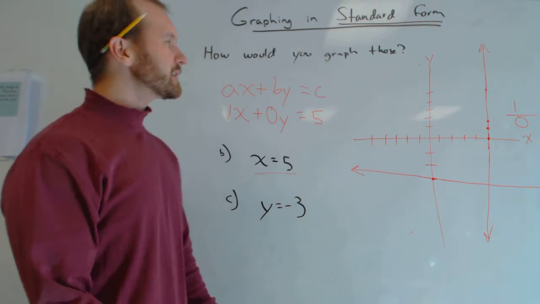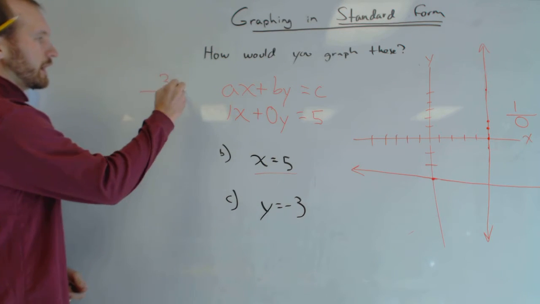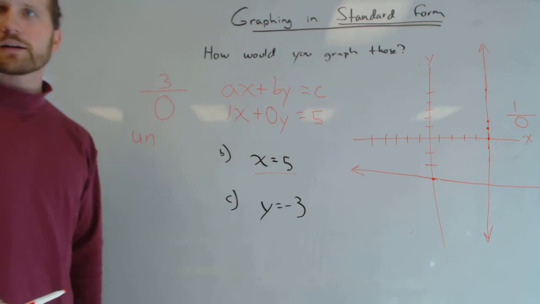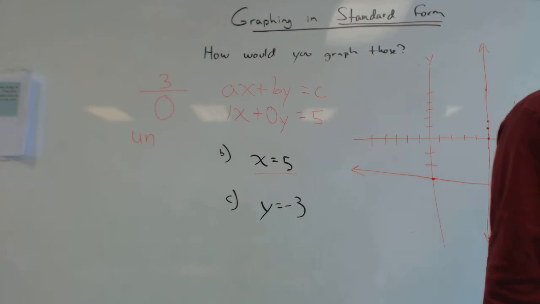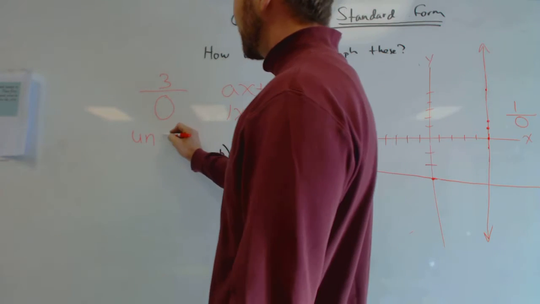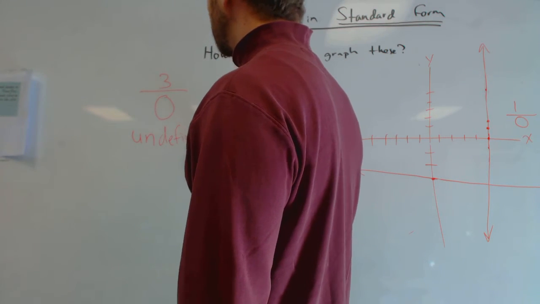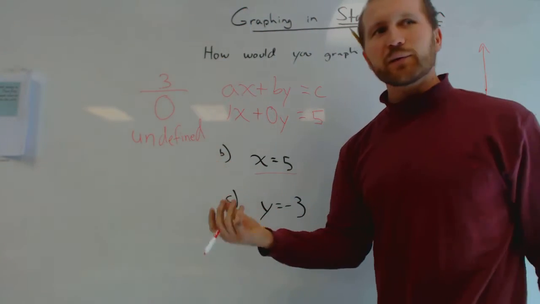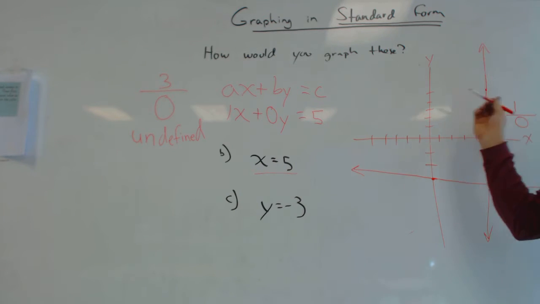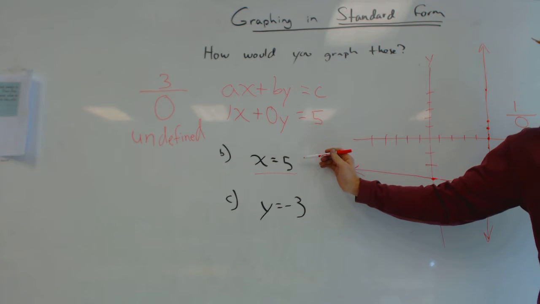Do you guys know, if you divide anything by 0, there's a term for it. It starts with... undefined. So our slope is undefined. We can't divide by 0. So the slope here is undefined. We can't write this in slope-intercept form.